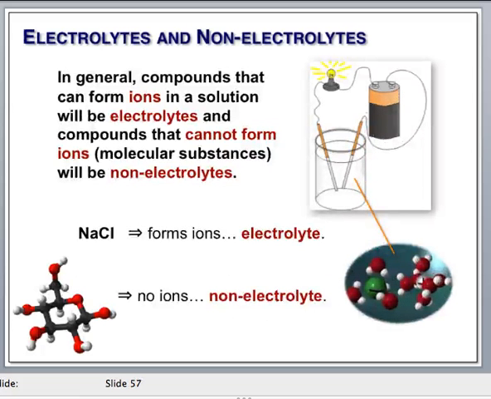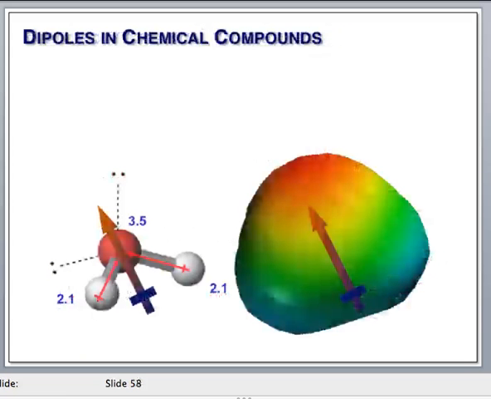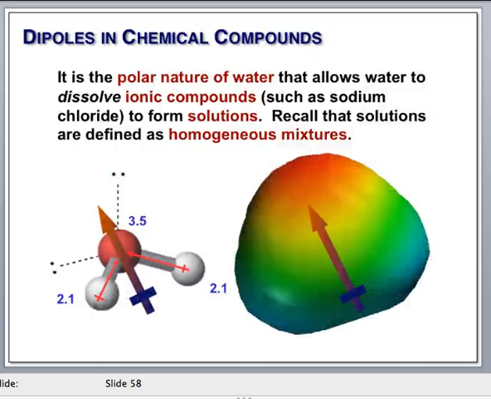We said that if a solution conducts electricity, we refer to that as an electrolyte. If a solution conducts, that's taken as evidence that we have ionization occurring. So sometimes when things dissolve, you'll see them described as an electrolyte. That just means they ionize in water. No ions, not electrolyte.